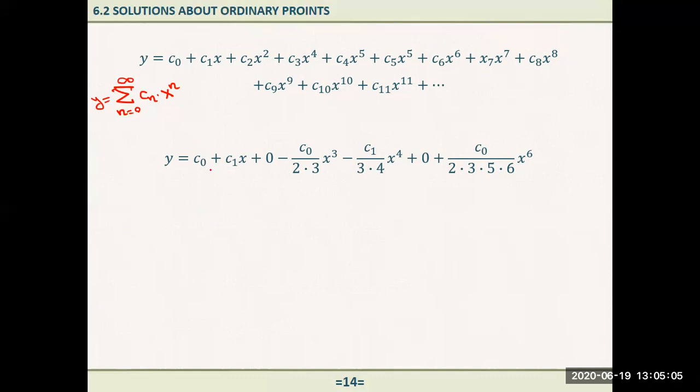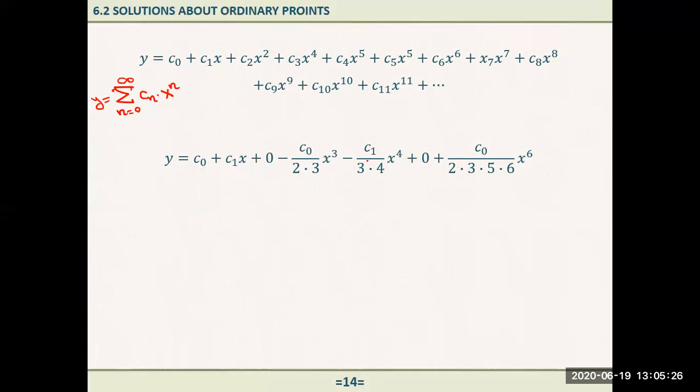C sub 0 is an arbitrary constant, it can be anything. C sub 1 also appears, and we cannot determine it from the given conditions. That means it's also an arbitrary constant, it can be any constant number. And C sub 2, we know that it is equal to 0. C sub 3 is equal to this.